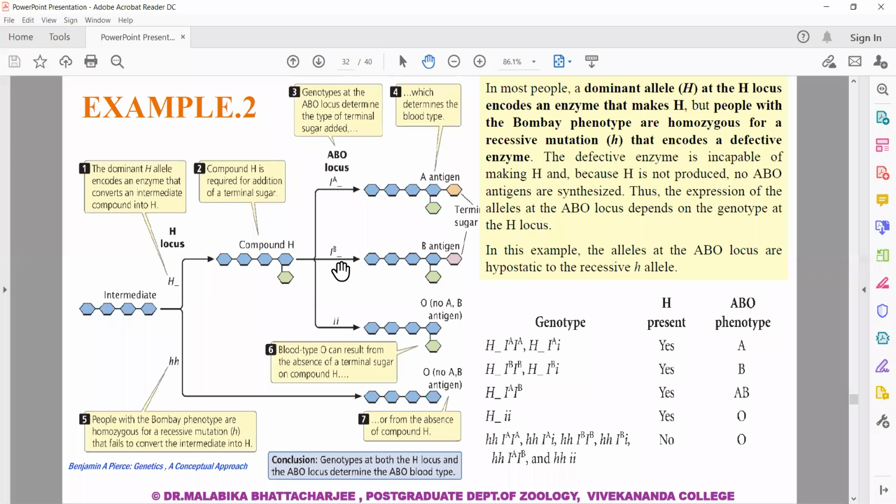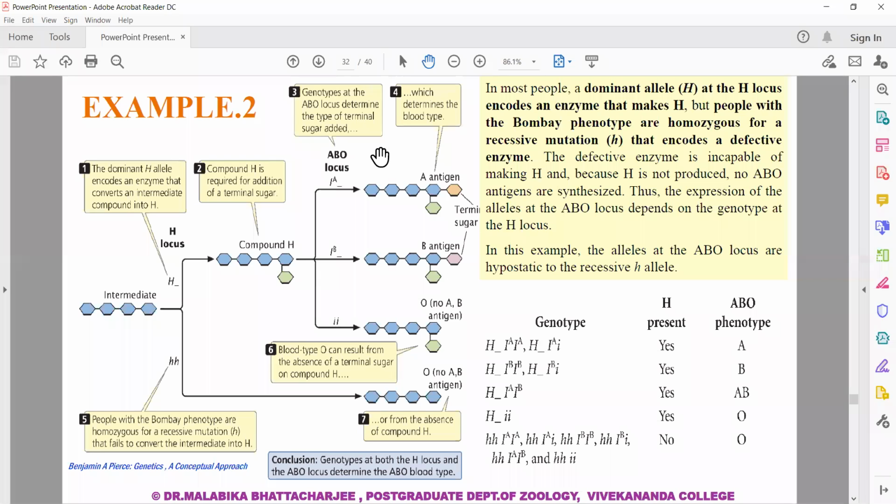In the IB type, what can be the combinations? IB-IB or IB-IO. Both these combinations will give us B blood group. Here also, the IB allele codes for a glycosyl transferase that adds galactose to the H compound. So, galactose is added to the H compound.